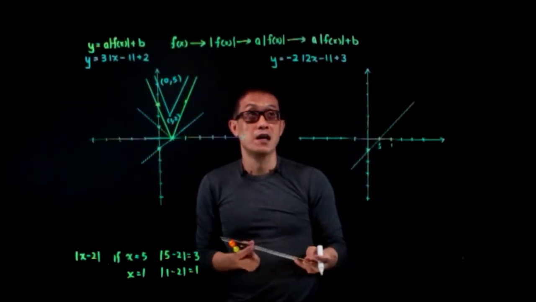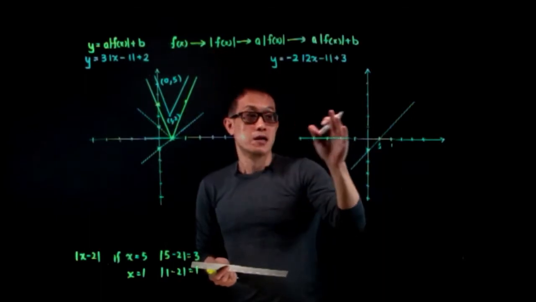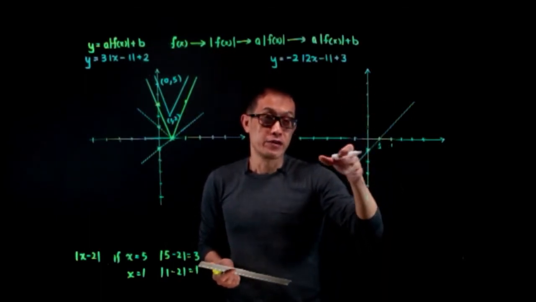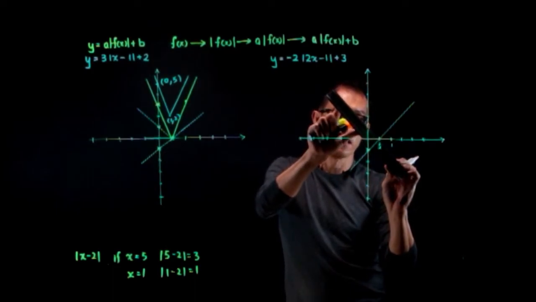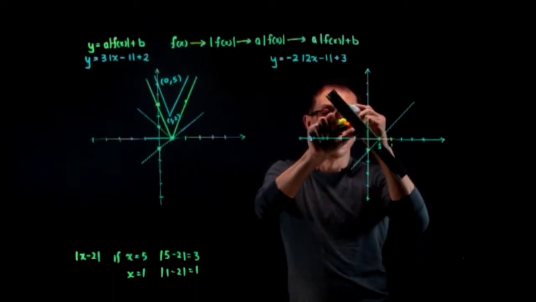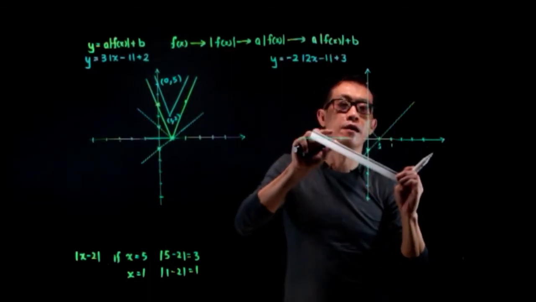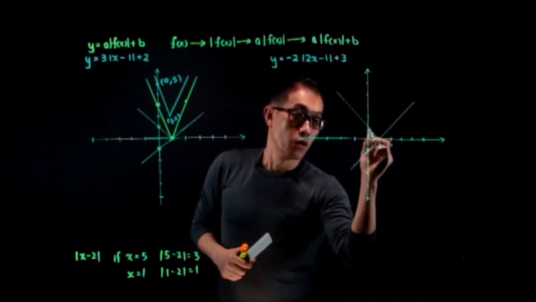Next, I do the modulus. So I reflect this negative part of it upwards. So my graph looks like this. Okay? This is 1.